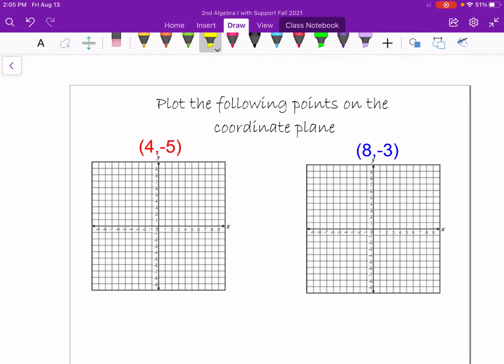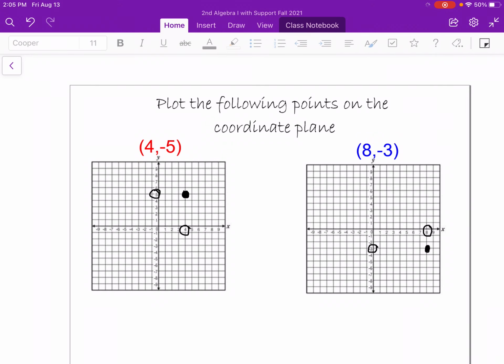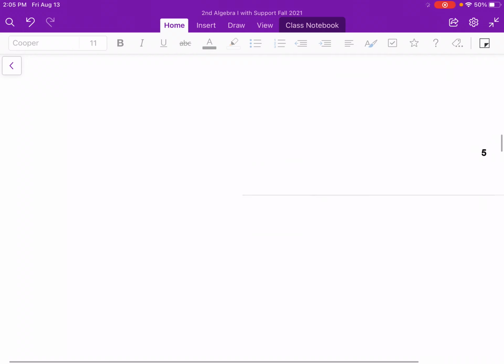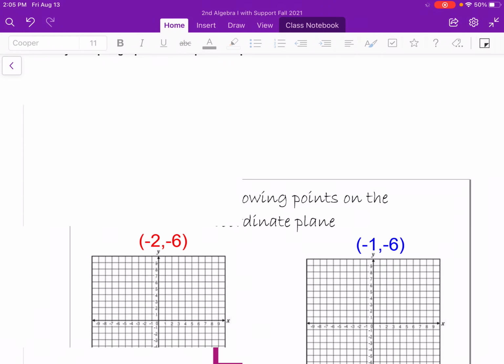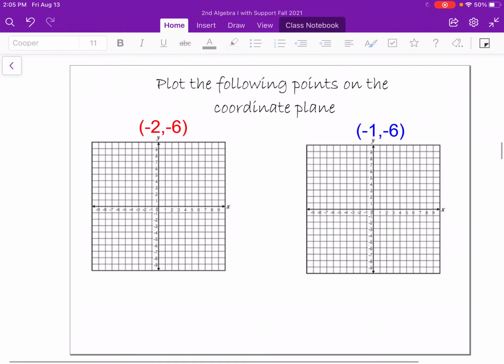Okay, now let's look. So 4, 5 should be 4 here along the x-axis and 5 here along the y-axis, and so they intersect right here. 8, -3, 8 along the x-axis and -3 on the y-axis, and they intersect right there. Okay. 2 more. Go ahead and pause the video and see if you can get these in your groups.